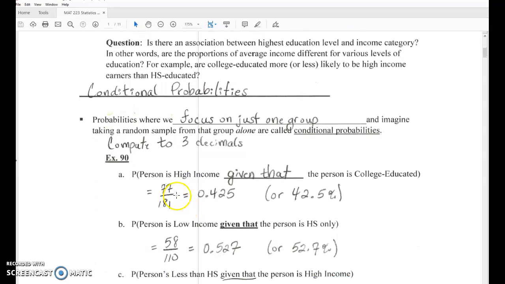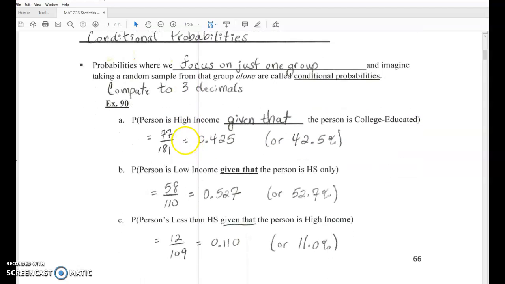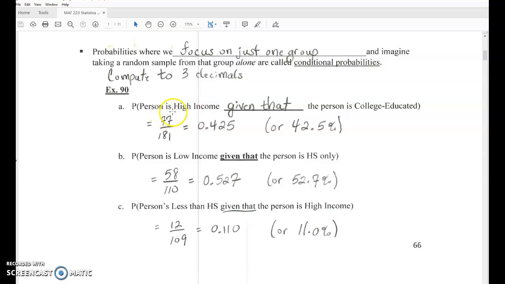Conditional probabilities are probabilities where we focus on just one group and imagine taking a random sample from that group alone. That's what a conditional probability is. So we're going to do that for this example in this two-way table here. The key words that you look for when somebody's telling you that you want to find a conditional probability are the words given that.